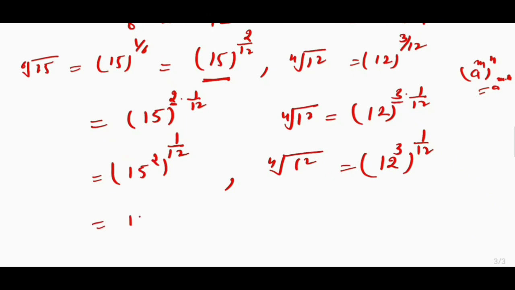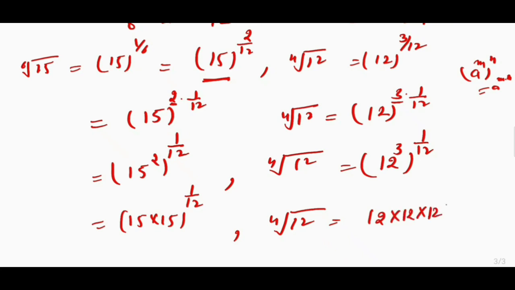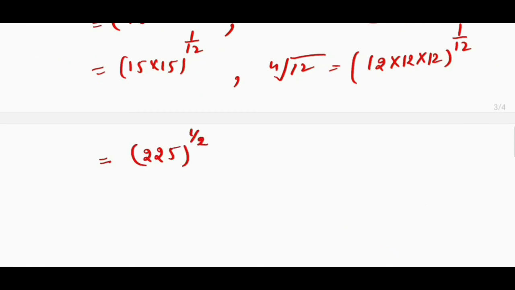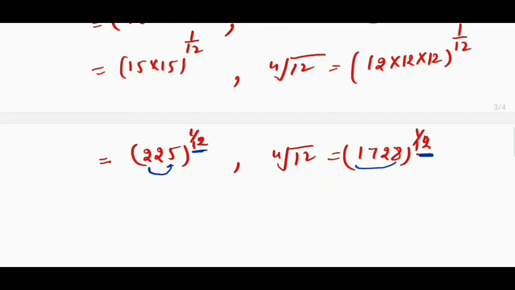So 15 squared means 15 into 15, and here this will become 12 into 12 into 12. So we get 225 raised to power 1 by 12, correct? And this will become equal to 1728 raised to power 1 by 12. Now both the powers are the same. Here see, this is 1 by 12 and this is also 1 by 12. Now we'll compare these numbers, the inside numbers. Which one is greater? 1728 is greater.